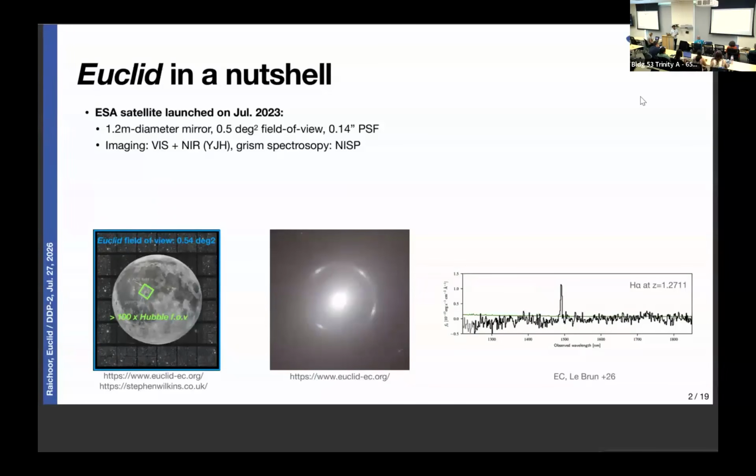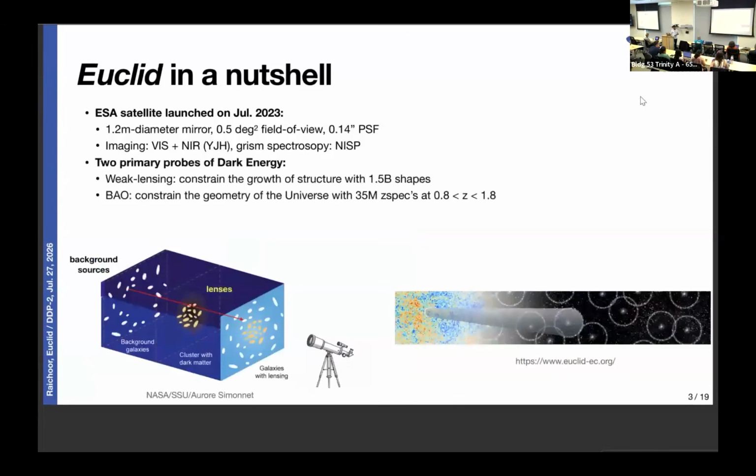I thought I would make a very quick reminder of what Euclid is. It's a satellite launched 3 years ago. Its characteristics are a large field of view, about 100 times that of Hubble, and a sharp PSF from space-based imaging. It has 3 instruments: two imagers, the VIS, which is a broad, large band in optical, and NISP, which will have 3 bands in near infrared, and then a grism spectroscopic instrument. The goal of Euclid is to constrain dark energy using 2 primary probes, weak lensing and baryon acoustic oscillations, with redshifts measured from the grism.